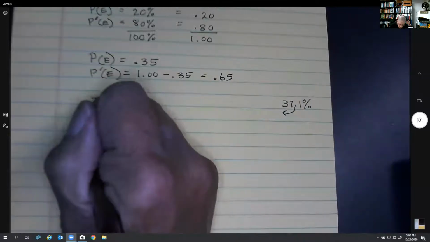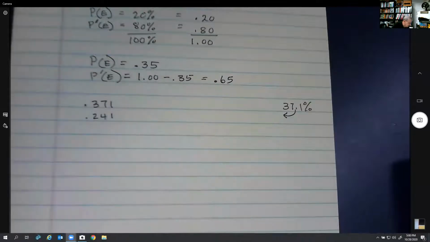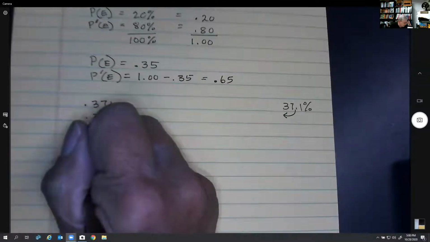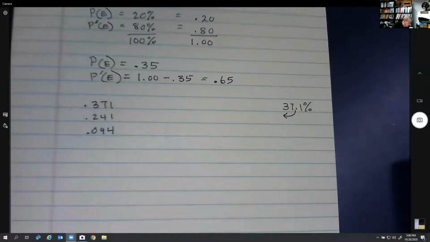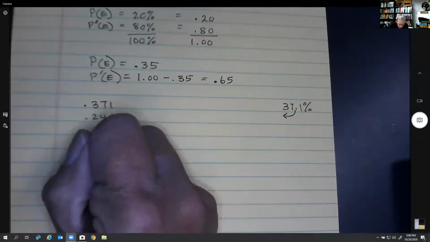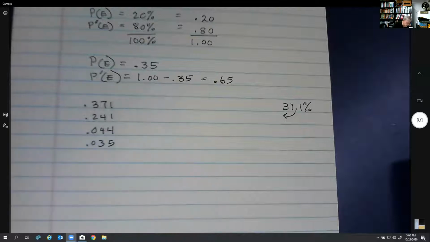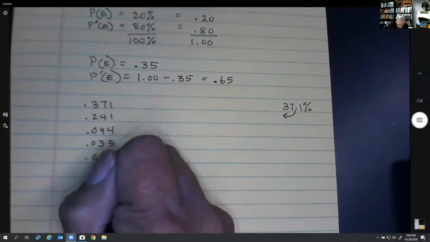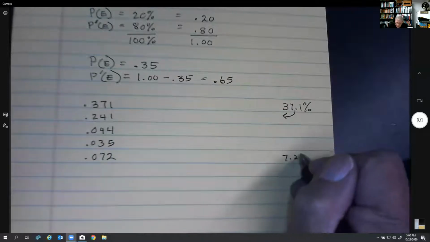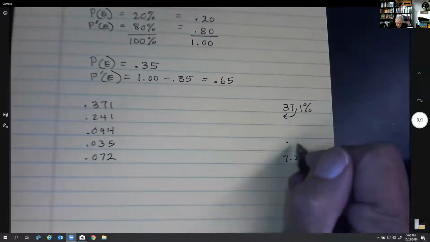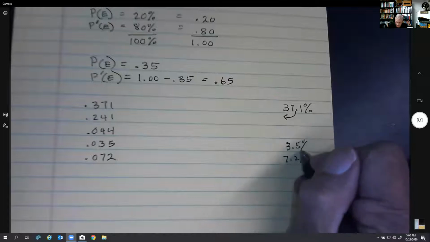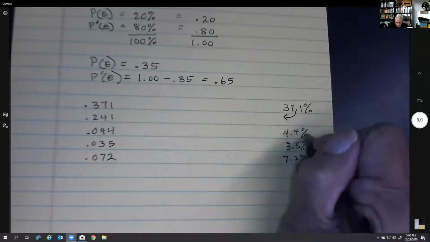And then there were some Republicans, and then there were some Green, whatever it is. This was 4.4%, so 0.044. There were some Libertarians, 0.035, and then there were other groups, 0.072, 7.2%. Each one of these, you could add up as a percent too, but we usually don't do that.